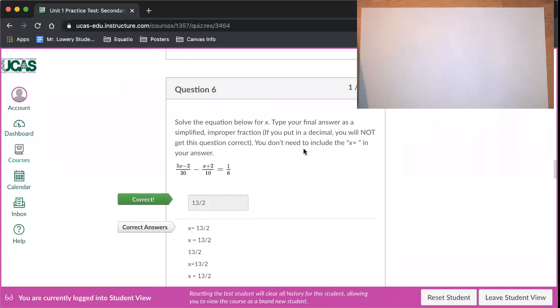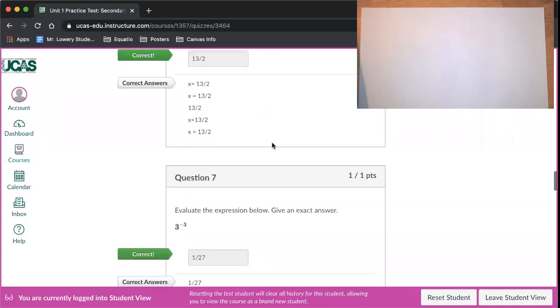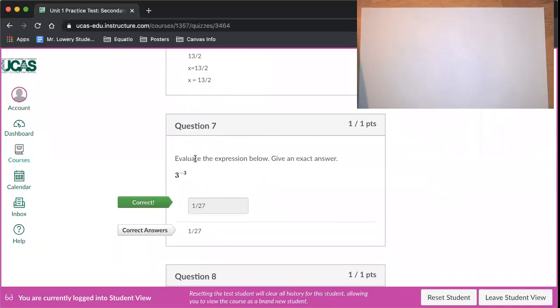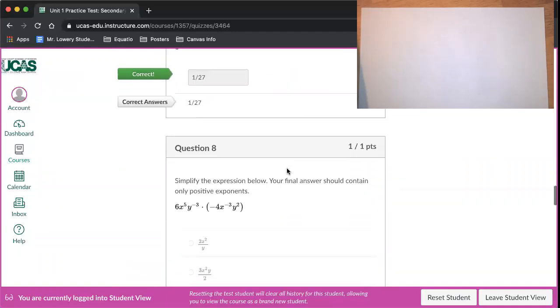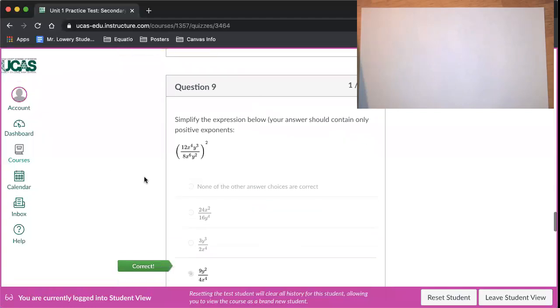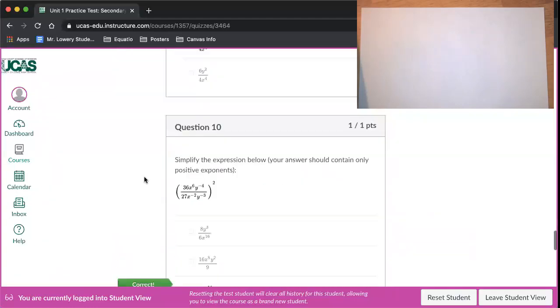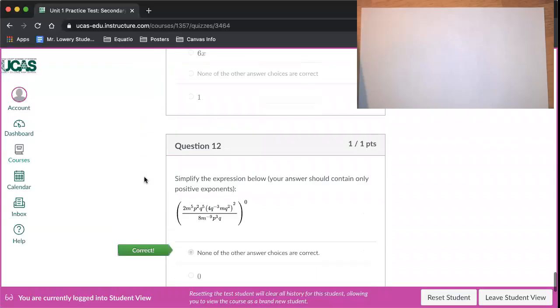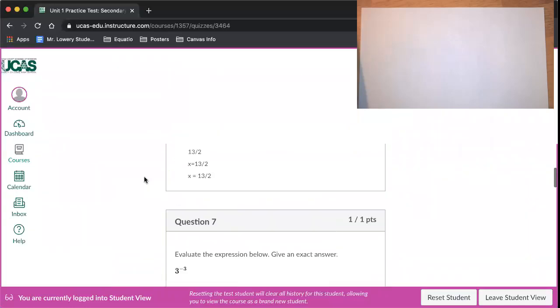Remember to read about what kind of answers I want. Don't just throw an answer in there. Read carefully about how the answer should be, what kind of form it should look like. Understand what words like evaluate mean, and again, what kind of answer we're looking for. You're going to have similar problems to this, but it may not be exactly the same. So understand your properties of exponents and what order to do them in. Same thing here.